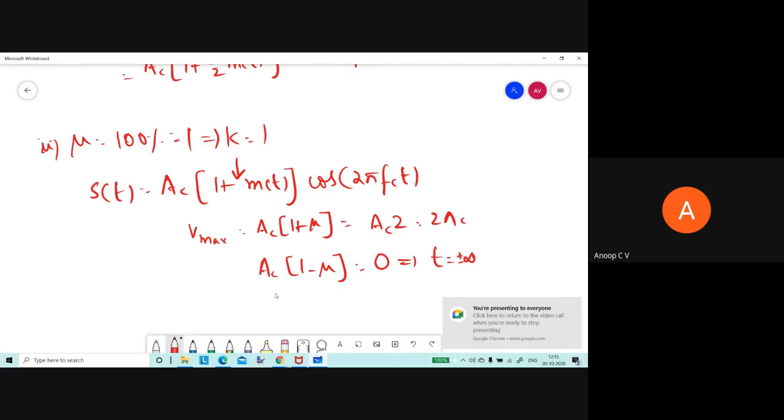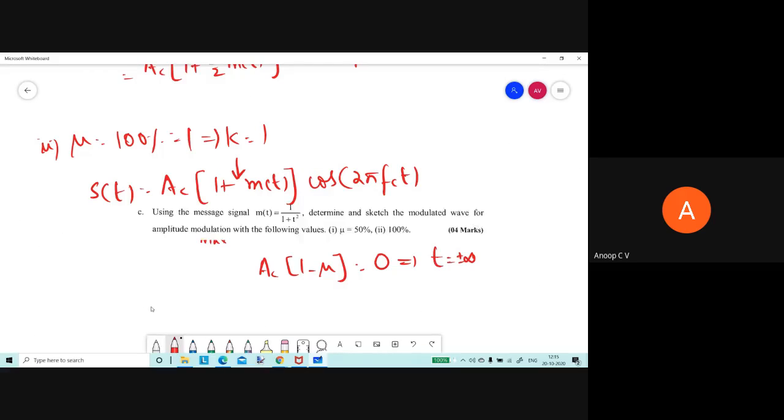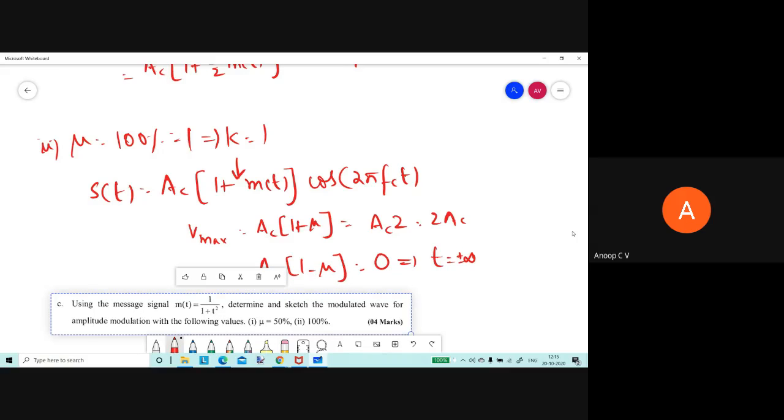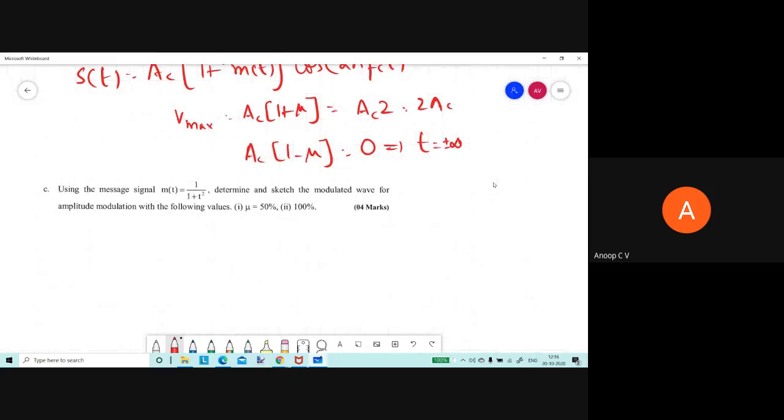Now for m of t equal to t by 1 plus t square. Instead of 1 by 1 plus t square, if it was t by 1 plus t square, I want to know how you people will solve this. I just assume m of t is t by 1 plus t square. So just tell me, for mu equal to 0.5, what will be Ka, and for mu equal to 1, what will be Ka? Only this much you have to tell me.